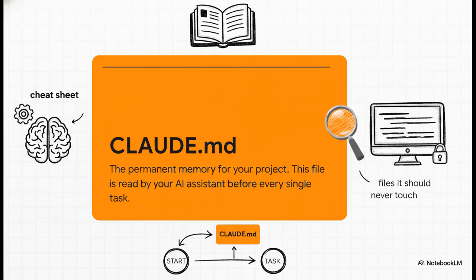At the very heart of this whole system is this one file, Claude.md. Think of this as the AI's permanent memory. It's its cheat sheet for your specific project. It reads this file before every single task. Without it, the AI is basically a goldfish. It starts from scratch every time. With it, the AI instantly knows your project's architecture, your coding style, even which files to never, ever touch.